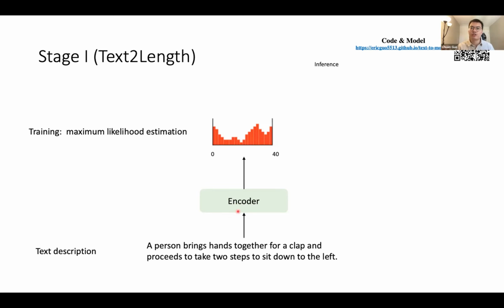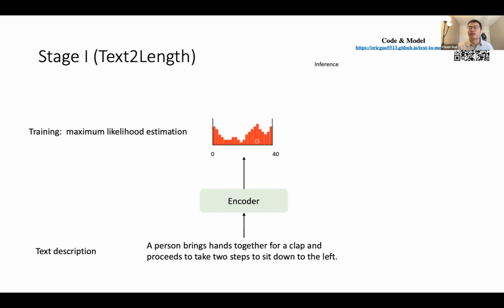But what it should do is, if you feed the textual description into this encoder, the encoder should give you a distribution over discrete numbers. It's pretty much like multi-class classification. Like if the target ranges from 1 to 40, then it's a 40-class classification, and during training we just try to minimize the negative log likelihood of the target distribution, right?